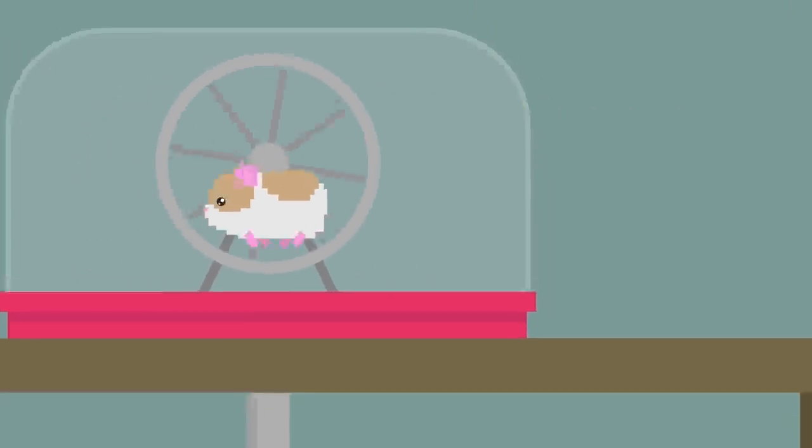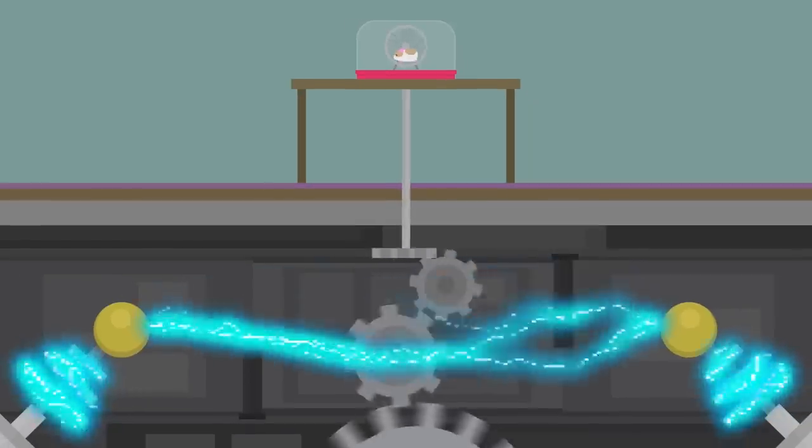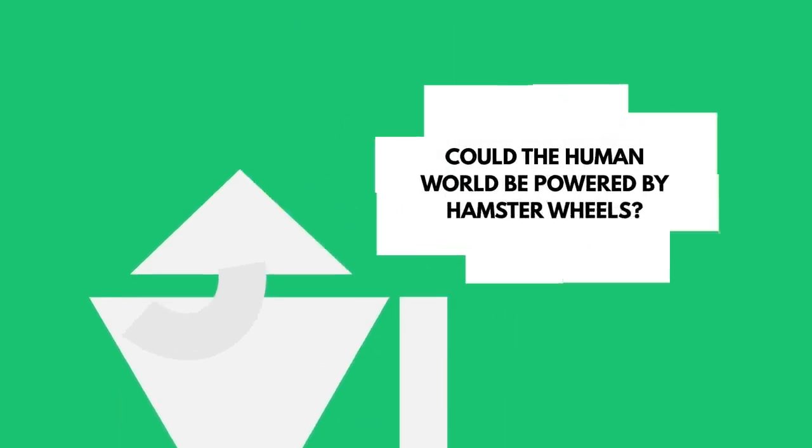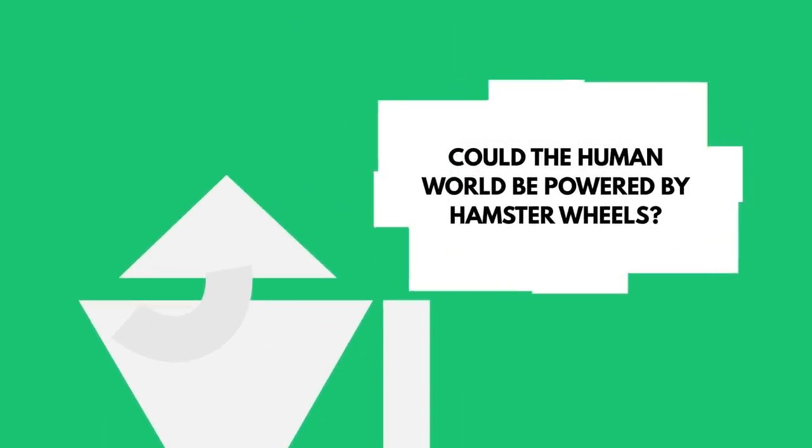It's no wonder that the entire Life Noggin world is powered by little hamster generators. Yeah, that's a fact. And that fact got Triangle Bob thinking of a very strange question. Could the human world be powered by hamster wheels? It sounds like a random question, and that's because it is. But there's some fun science behind it.